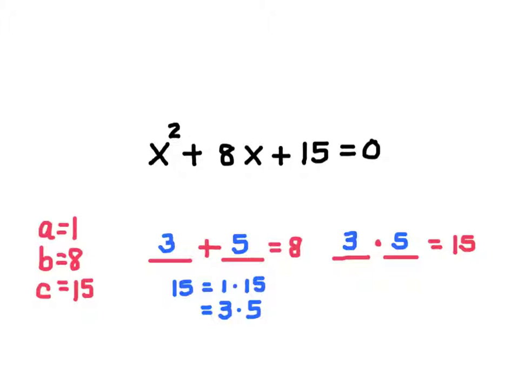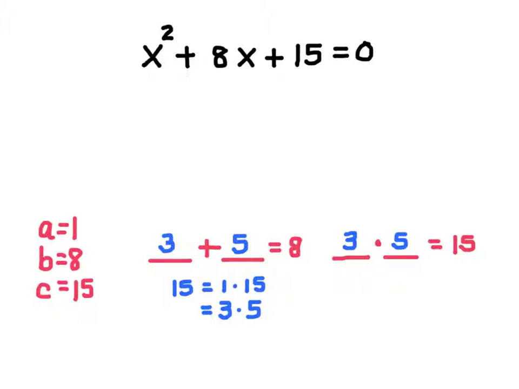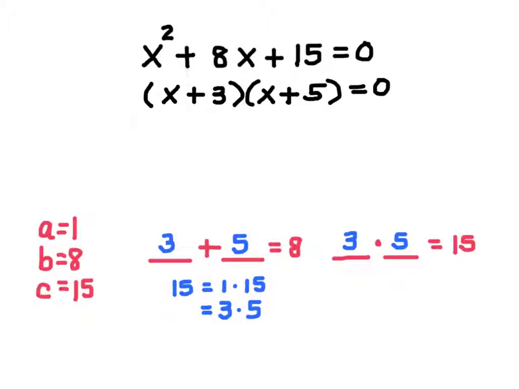Now we're able to factor this equation, and we factor it into x plus m, which is our 3, times x plus n, which is our 5. Now, the zero product property tells us that if you multiply a value times another value, and one of these values is 0, the product will be 0. So either x plus 3 equals 0 or x plus 5 equals 0.